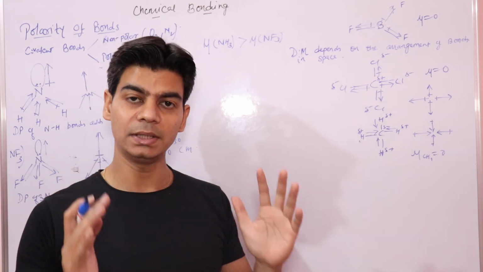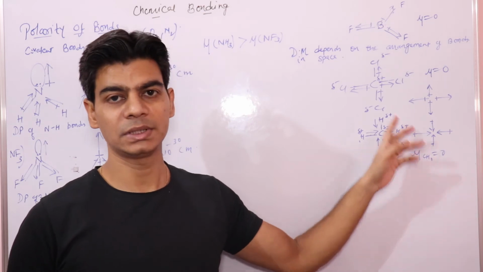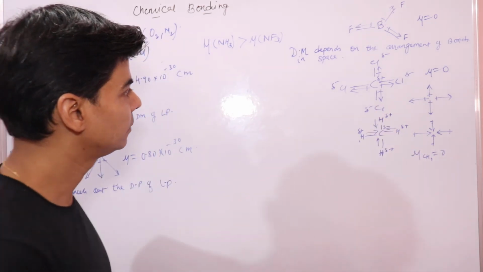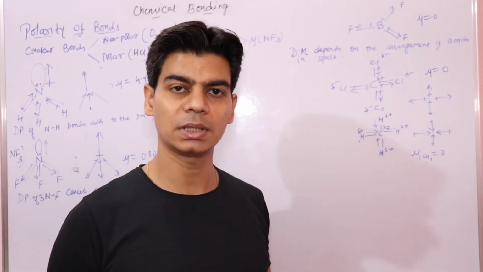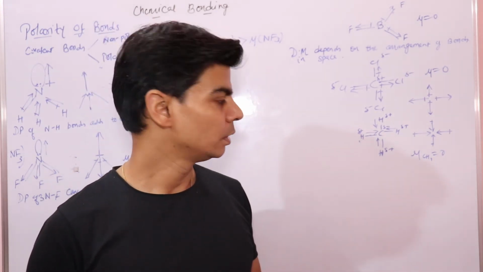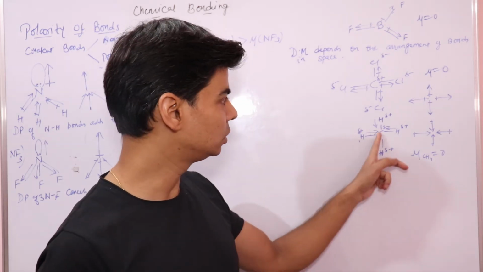So for these, the dipole moment value is used to find the shape of the molecules, right? If the dipole moment is zero, it's a symmetric molecule, right? So if you have a different kind of bond in a molecule, right, then that will have a net dipole moment. Here you have all the similar bonds.